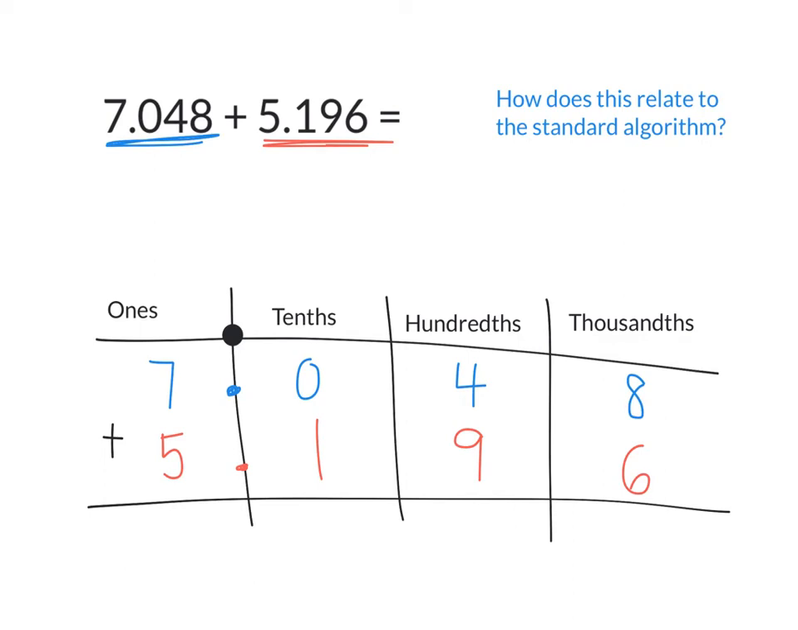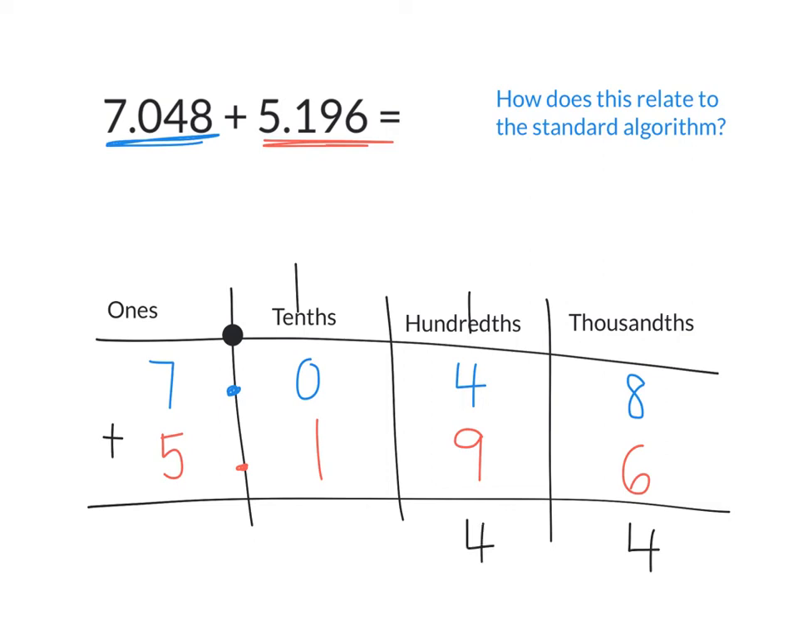If I had 8 thousandths and I added 6 more thousandths, how many thousandths would I have altogether? 14. But 10 of those would become one what? And how many thousandths would I be left with? 4. And then one of those would be a hundredth. So now I have 1 hundredth. I'm going to add 4 more, and then I'm going to add 9 more. How many hundredths do I have altogether? 14. However, 10 of those are going to become 1 tenth, and I have 4 hundredths left over.